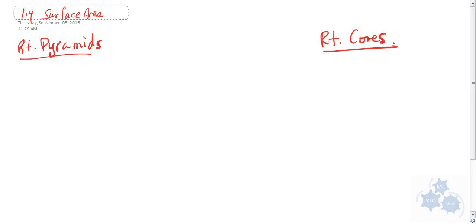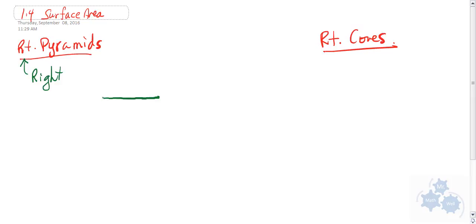First of all, when a geometric figure is a right figure, it means there's a right angle involved. If you have a three-dimensional figure like a right pyramid or a right cone, the right angle is between the base and the top point, or the kind of vertical position. So what I'm going to do is draw for you a right square pyramid.